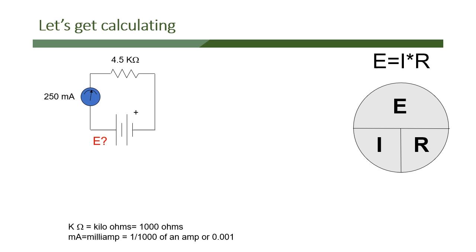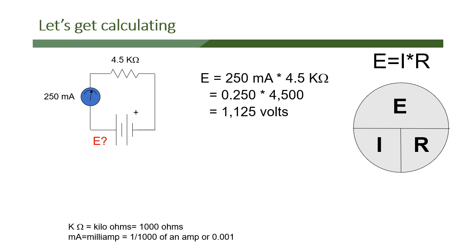So we cover the unknown, and the unknown here is E, so we cover E and we get the equation I times R. So we're going to multiply the current times the resistance, and we get 250 milliamps times 4.5 kilo ohms, which is now equal to 0.250 amps times 4,500 ohms, and we end up with 1,125 volts. We could also write that as 1.1 kilovolts as well. So 1,125 volts, or we can do a little rounding and make it 1.1 kilovolts. And how we found that was we covered the unknown in the circle equation, and we end up with the horizontal variables, which means we multiplied.